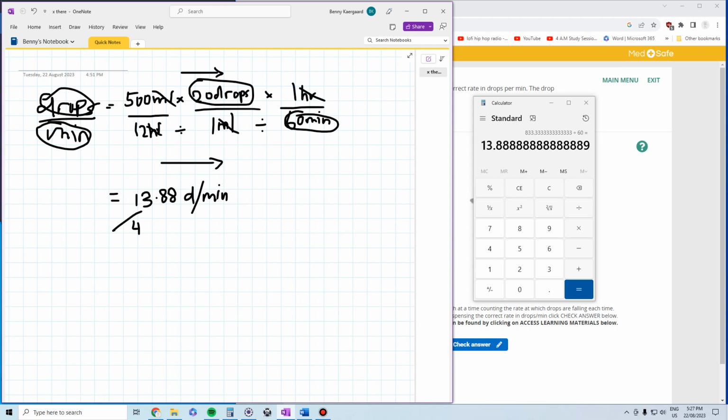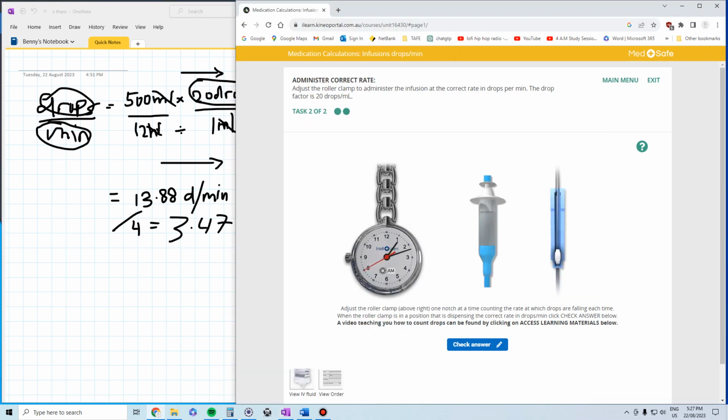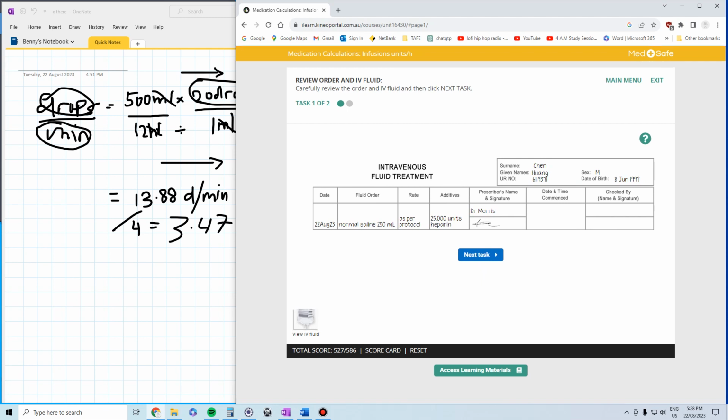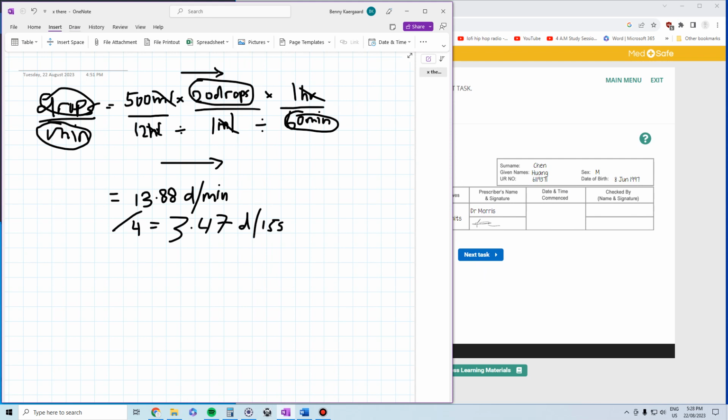Now I like to divide this by 4 and then just count for 15 seconds. Equals 3.47 drops per 15 seconds. We'll start here at the 9. Okay, good. Okay, so I can rub out this now.